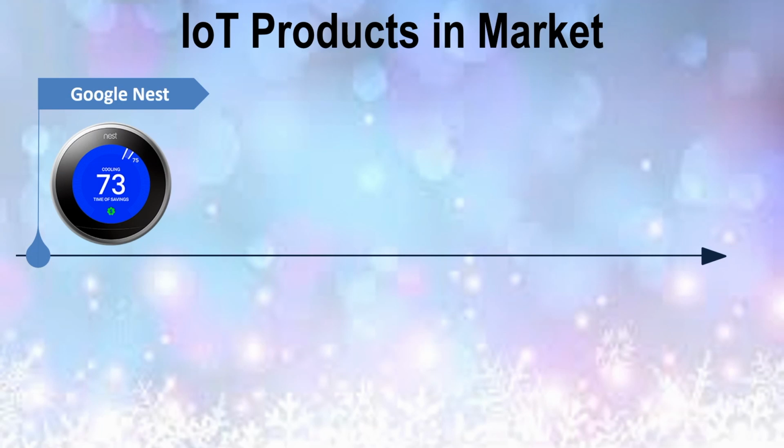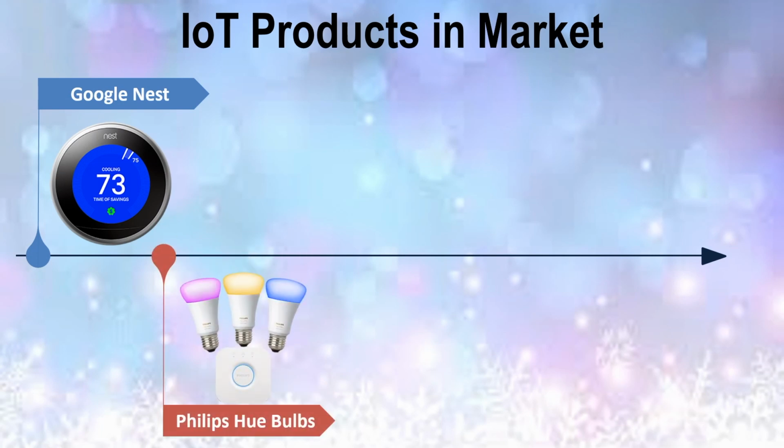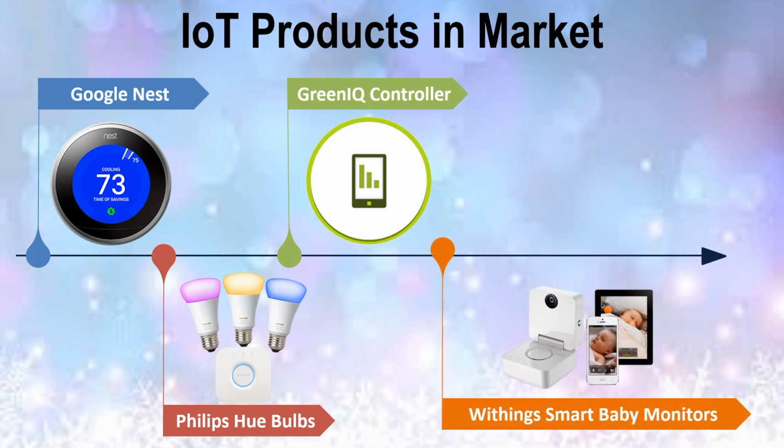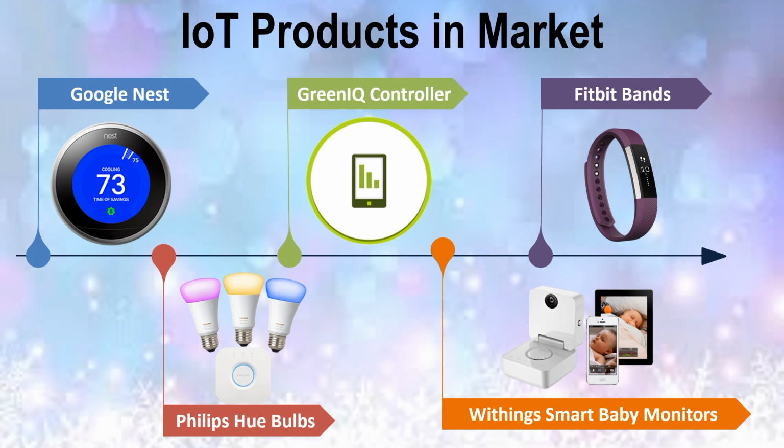Now, next part is, what are the IoT products available in the market? For example, I have listed here, one is your Google Nest, another is your Philips Hue bulbs, another is your Green IQ controller, and also the baby monitoring system, and also the Fitbit bands.